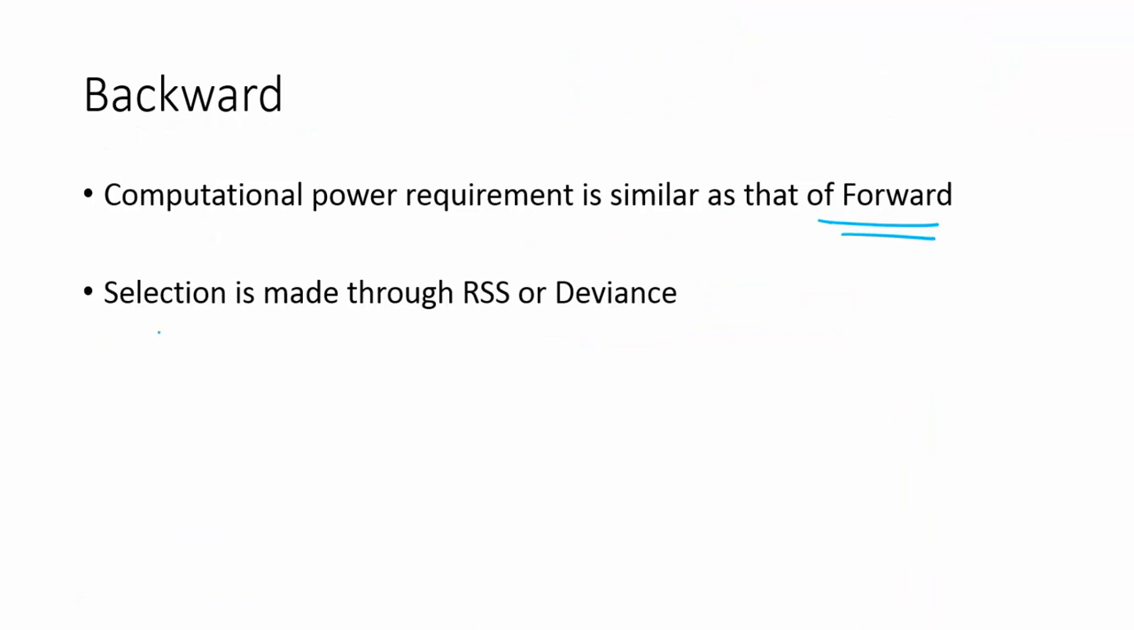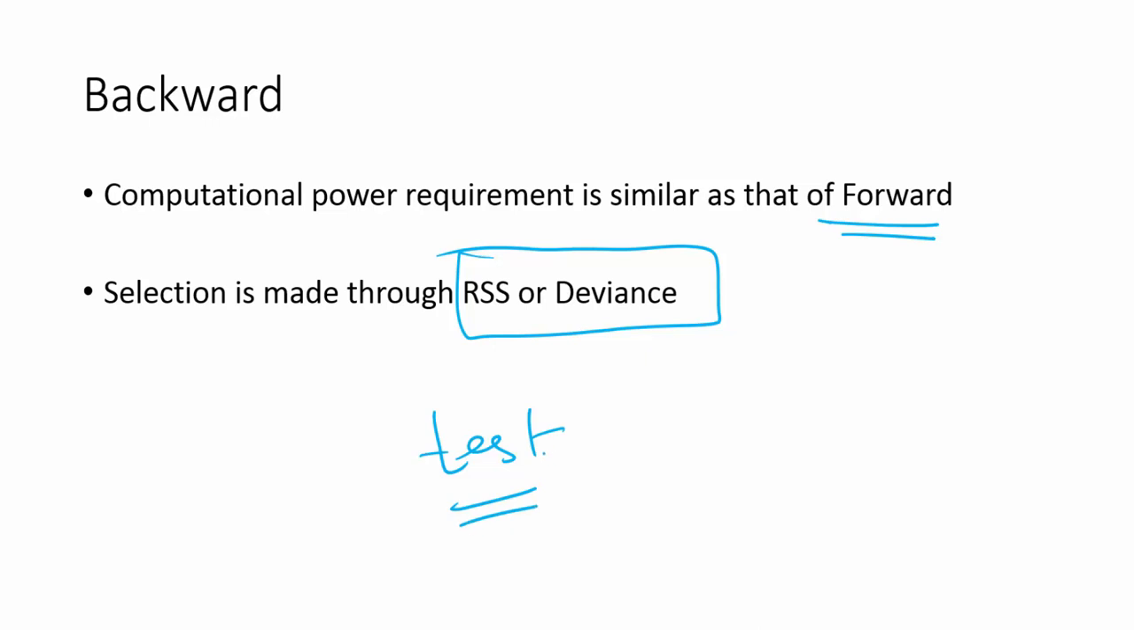Okay, and the selection method is through RSS and deviance that we have discussed, so you have more choices now. You build a model with backward approach, you build a model with forward approach, and then you take the final model from backward and the final model from forward, and then do the cross validation with test data and see which one gives you the best prediction.